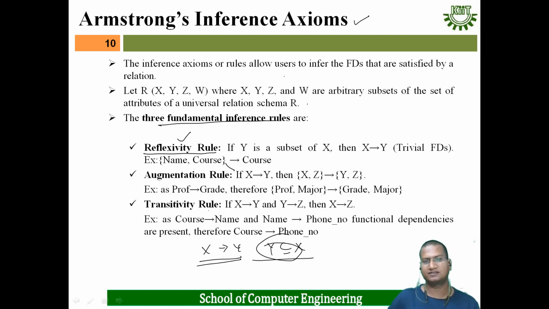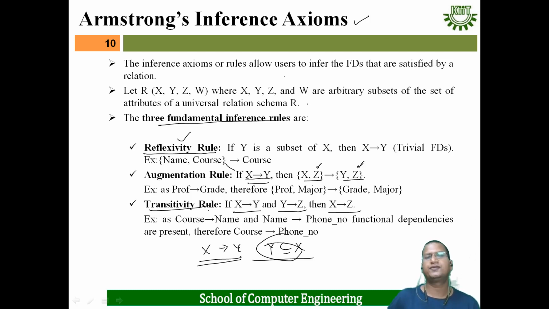Similarly, the augmentation rule. If X determines Y, then XZ determines YZ. That means if X is determining Y, and the same attribute is added in the LHS part and RHS part, that will also be a functional determination. That means XZ will functionally determine YZ. This is your augmentation rule because we have augmented another attribute on both sides, LHS and RHS. Then another one is the transitivity rule. What is the transitivity rule? Normal transitive rule. If X is determining Y and Y is determining Z, then we can say X functionally determines Z.